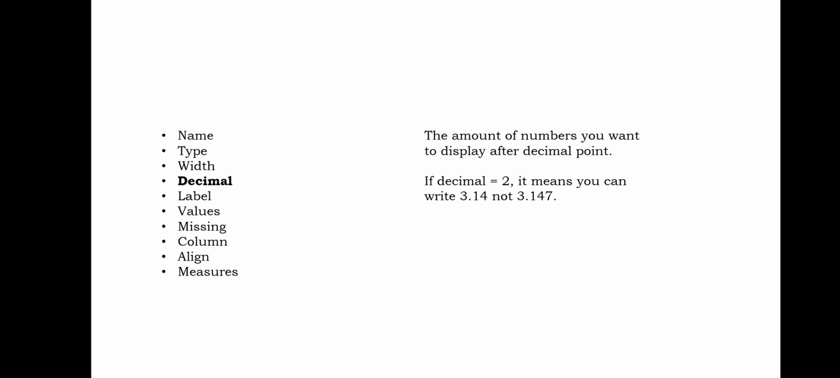We write so much data in decimals as well, but if you specify decimal as 2, it means SPSS will write the number only up to 2 decimal places. It means if you're writing 3.14, it will not accept 3.147.